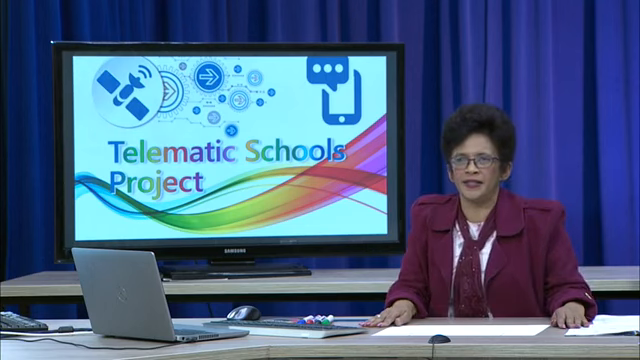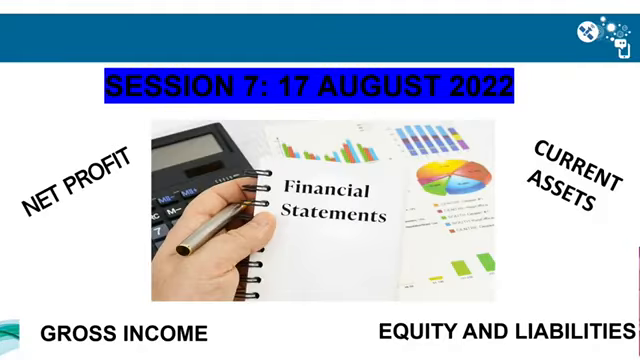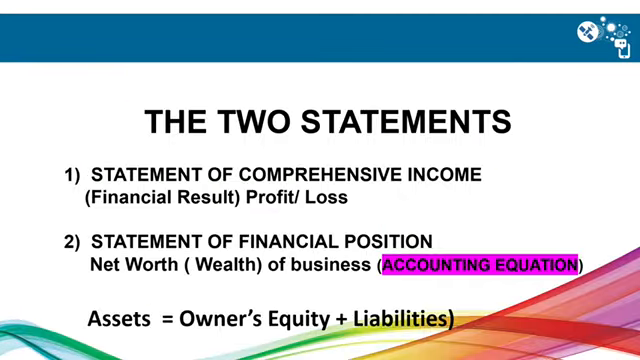Financial statements. Now, the two financial statements that we will be looking at will be the statement of comprehensive income. What happens in that statement? In the statement of comprehensive income, we look at the financial result of the company, where we determine either the company has made a profit or the company has suffered a loss. Previously, it was called an income statement. Now, it is called a statement of comprehensive income.